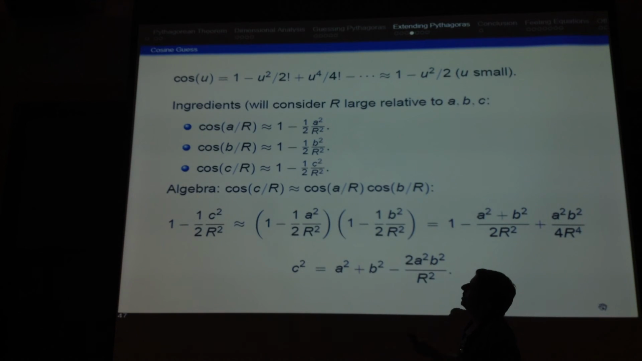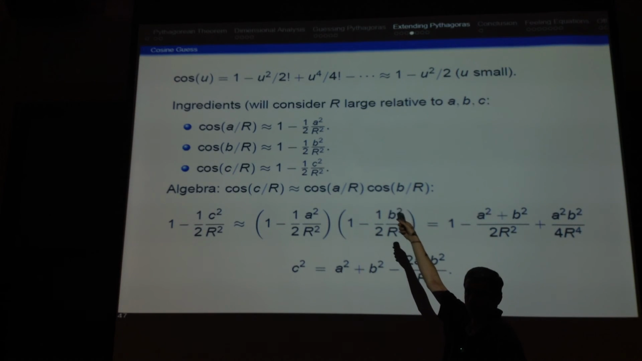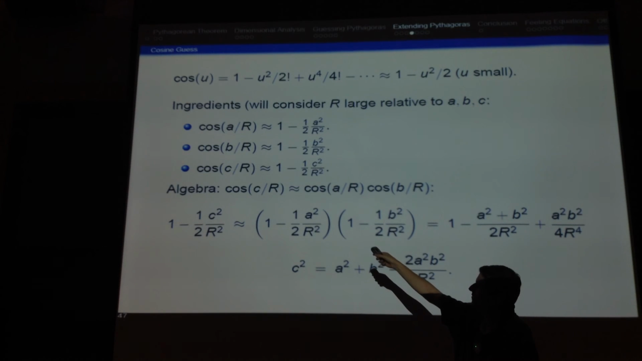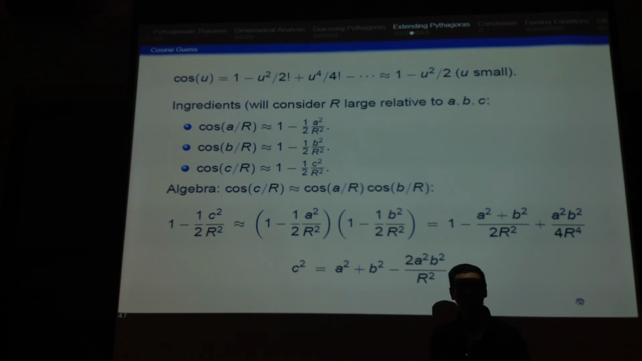So a little basic algebra. Taylor says the cosine of u is 1 minus u squared over 2 factorial plus u to the 4th over 4 factorial, and so on. If u is really small, then this is approximately 1 minus u squared over 2. So if I now take my three angles, if I assume r is large relative to a, b, and c, the cosine of a over r is about 1 minus 1/2 a squared over r squared. If I look at cosine of c over r, cosine a over r, and cosine b over r, and multiply the two on the right together, after all the algebra settles, I get c squared is a squared plus b squared minus 2a squared b squared over r squared.